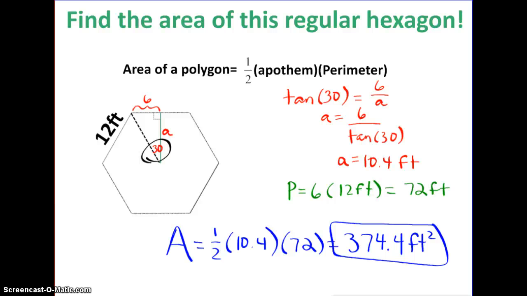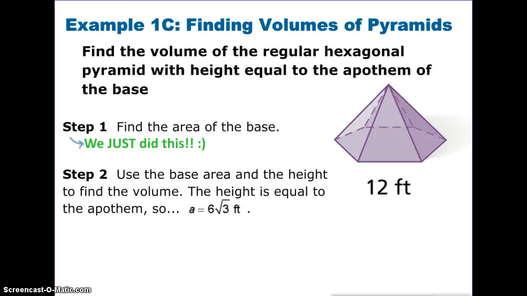Okay, so finding the apothem, I get 10.4 feet. To find the perimeter, I do 6 sides times 12 feet gives me 72 feet. Plug it into 1/2 times the apothem times the perimeter, and you get the area of 374.4 feet squared.